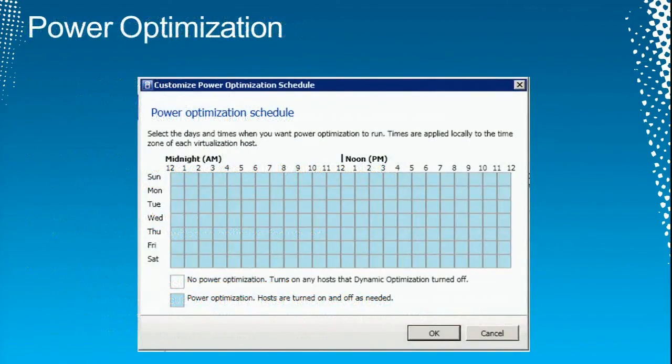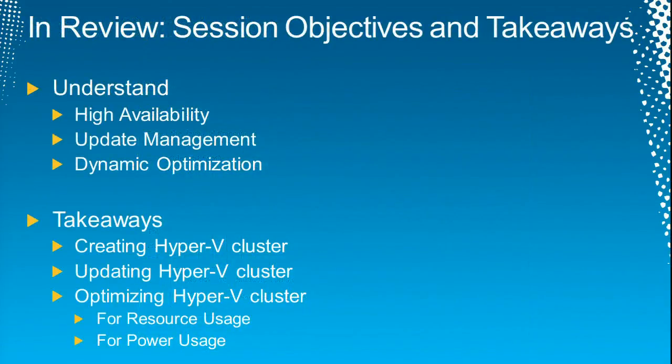And there's what the scheduling looks like by default. Power optimization is always turned on, and it'll do what it needs to do. But if you block it out, you can say, don't power optimize during these windows. So hopefully today you now understand how to create a cluster, how to patch that cluster, and how to use dynamic optimization and power optimization.